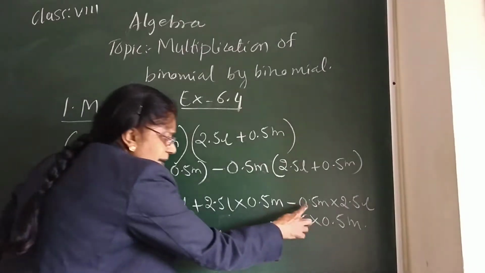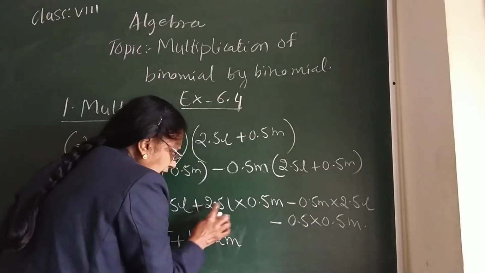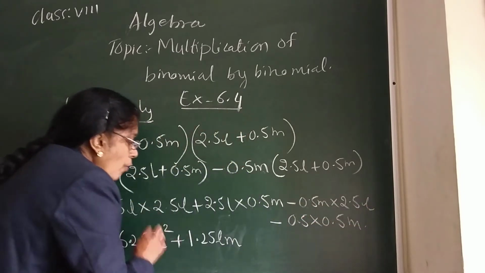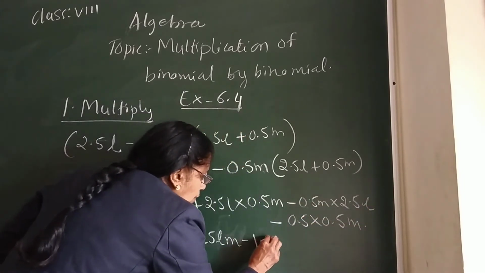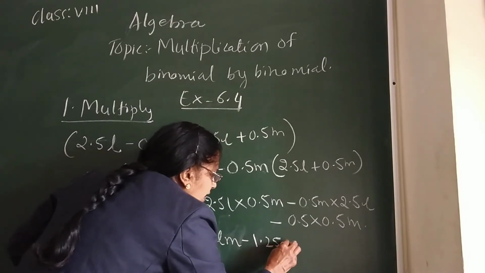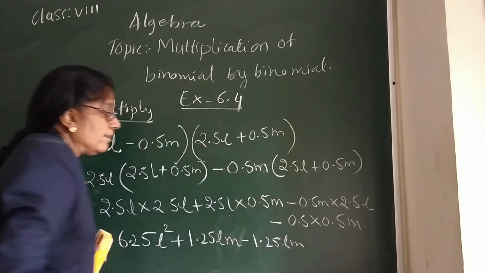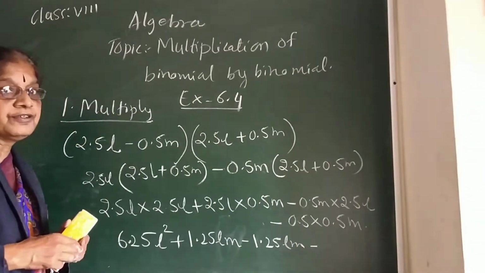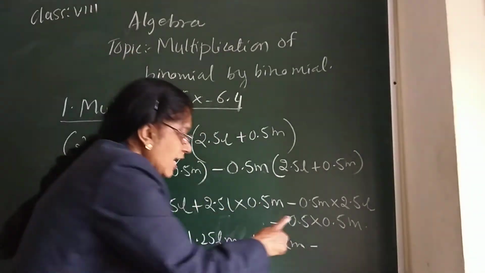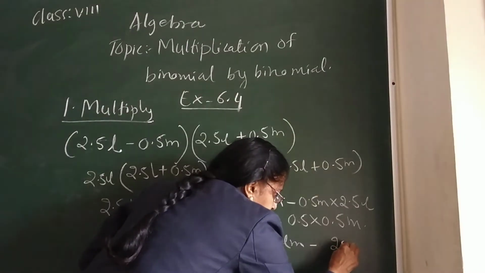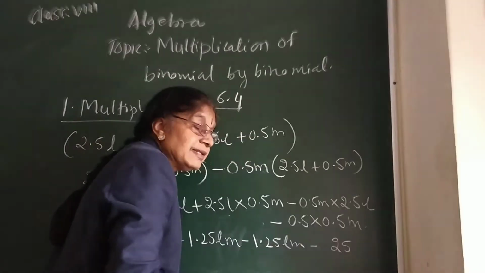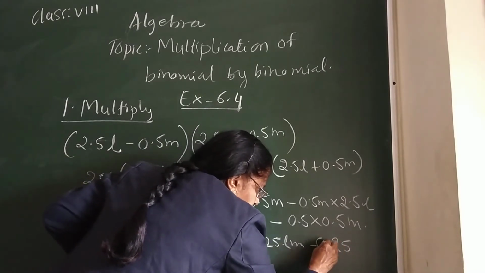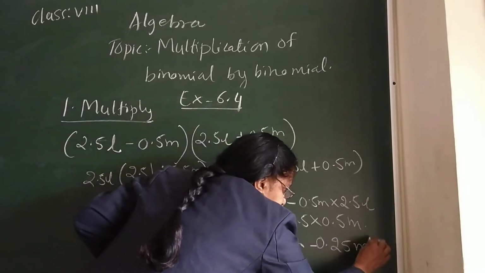Next, same it is. See, 0.5, 2.5. Answer is same. What is the answer? Minus 1.25 LM. Now here what sign is that? Minus. Again 0.5 into 0.5. Square numbers. 5 5s are 25. How many places of decimal? 2. From right hand side count. 1, 2, and put 0. M into M is M square.